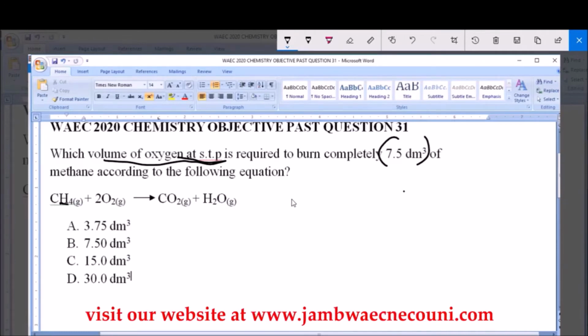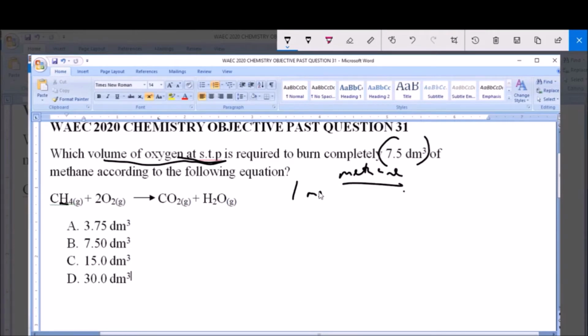So the first thing we'll do is to look at methane in this equation. So for methane, the molar volume, 1 mole is equal to 22.4 dm cube. That is standard volume under standard conditions. Now we have to find the number of mole of methane. So x mole is equal to 7.5 dm cube. So we have to find the number of mole of methane that is represented by this particular volume.